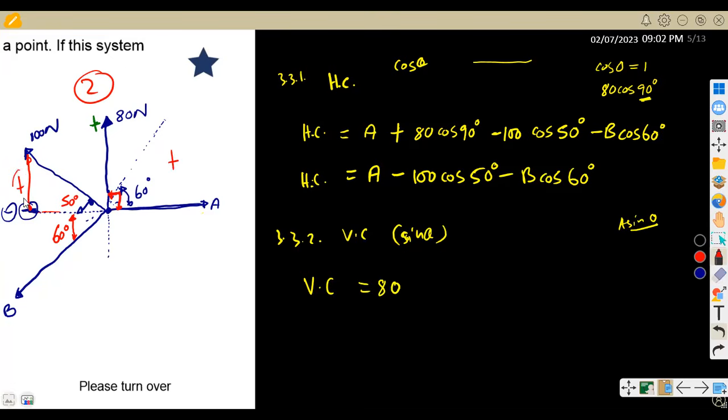So our answer is going to remain positive, with sine. So it's going to be plus 100 sine of the angle between the force and the horizontal line, which is 50 degrees.